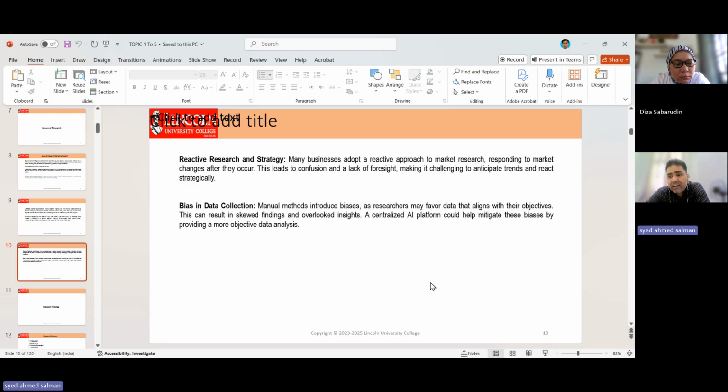Next slide, bias in data collection. When you are collecting the data, you will have bias. Manual methods introduce biases. If you are receiving the data on a manual basis, definitely you will have bias. Am I right? Researchers may favor data that aligns with their objectives; this can result in skewed findings and overlooked insights. A centralized AI platform could help mitigate these biases by providing a more objective data analysis. Meaning that you need the help of AI to mitigate the risks and challenges related to these issues.